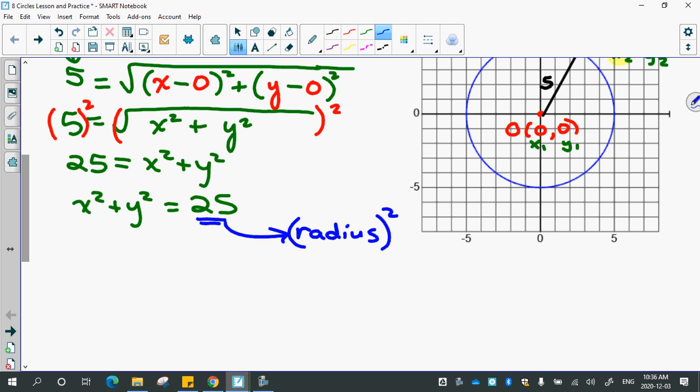Okay? So in general, and I'm sure I have that in your notes, but I'm going to put it up here: the equation of a circle with center 0, 0. It's pretty easy to remember. It's always x squared plus y squared equals r squared, where r stands for radius. Okay? So that's the equation of a circle that has a center of 0, 0. All right.